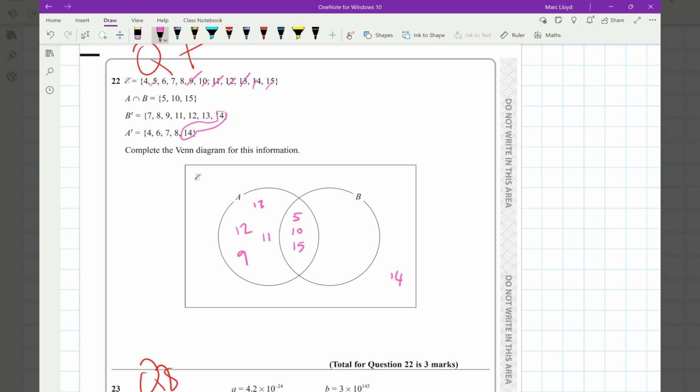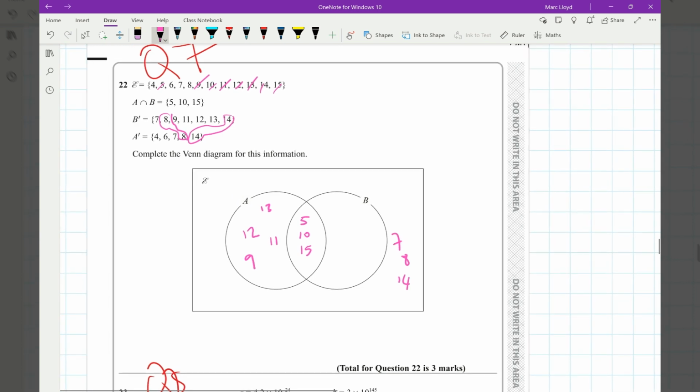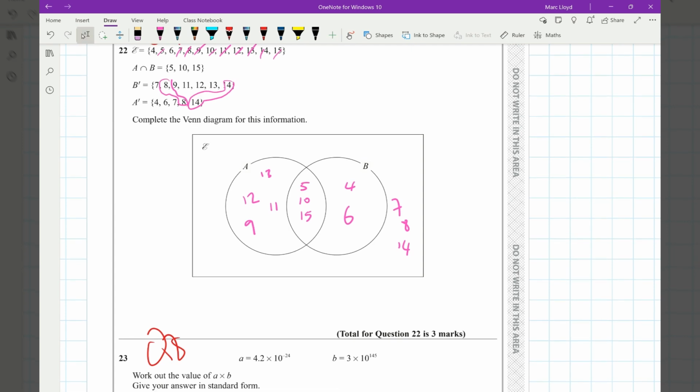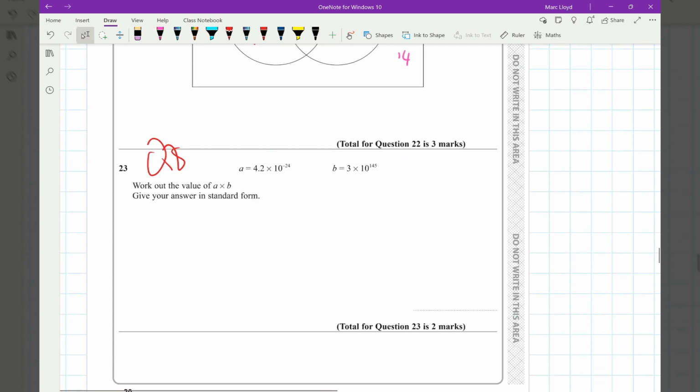So 9. 8 is a pair. You can see 8 is not in both of them. So we'll put that on the outside. And then 7 is not in B. That's also a pair. 6 is left over. And 4, they're not in A. So therefore they must be in B. Because it doesn't say they're not in B. So that's the Venn diagram done. That's all I need to do as well. So 3 marks. Happy with that.